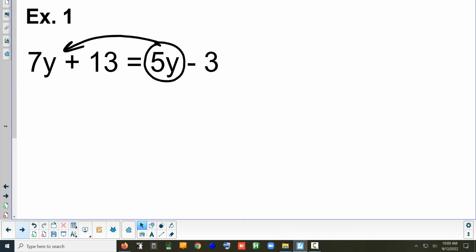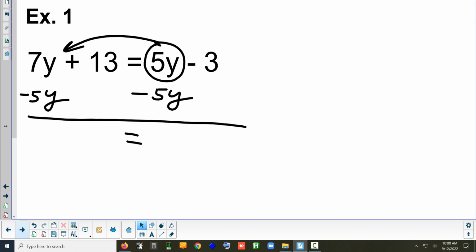Yep, we're going to subtract 5y. So minus 5y, minus 5y. And when I do that, Cadence, what's 5y minus 5y? 0. That's the whole reason why I did it. I wanted to cancel that out, and I did.